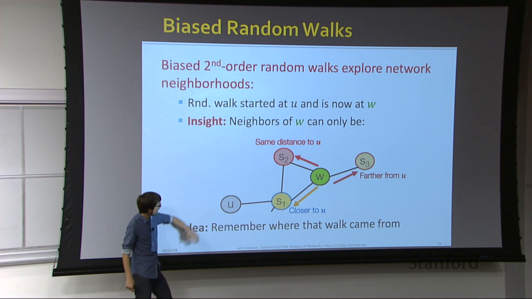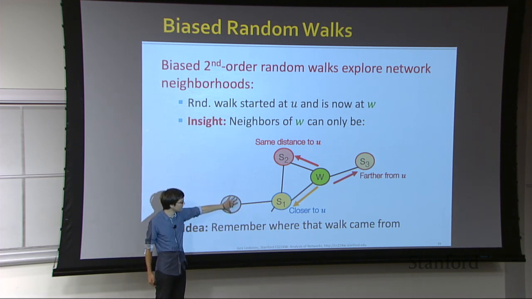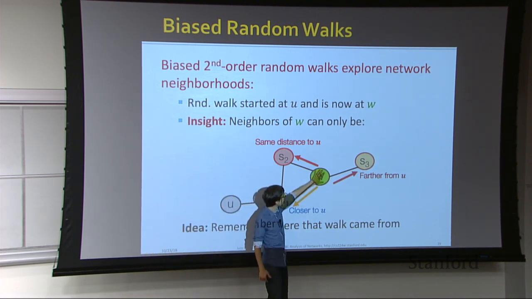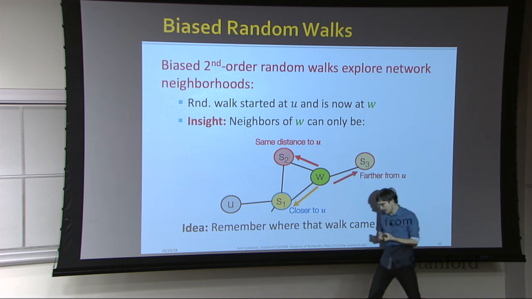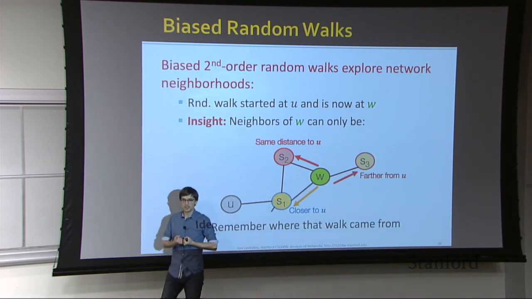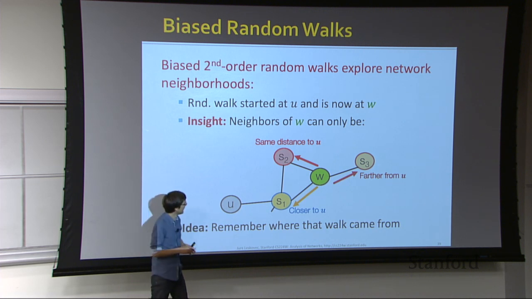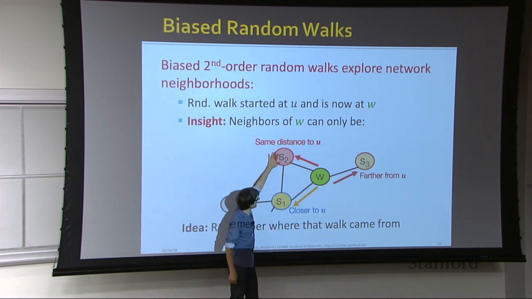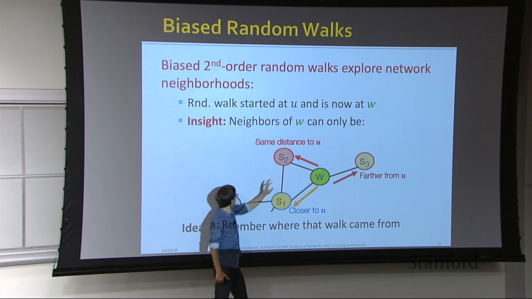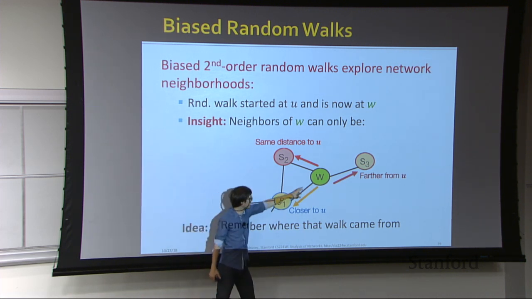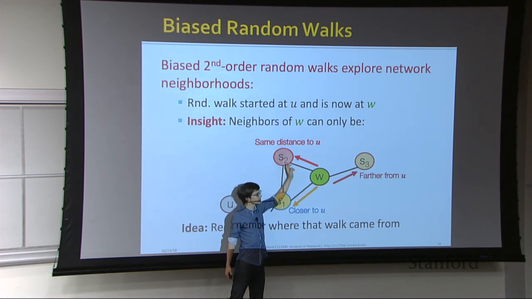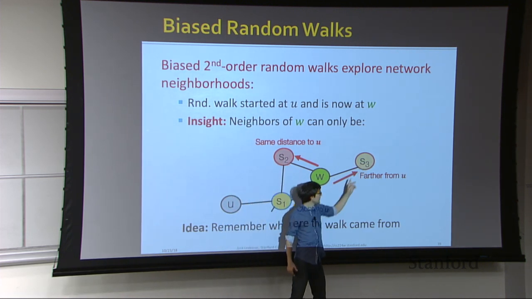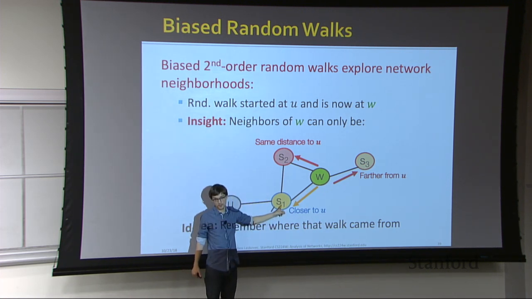So imagine the following. You start your random walk at node U, and you walk, and then you end up at some node W. From node W, there are in some sense only 3 directions in which you can go. From W, you can go to some other node, let's call it S2, that is at the same distance from U as W was. So when you are at W, you can stay at the same distance, you can go a step farther from U, or you can go a step closer to U.